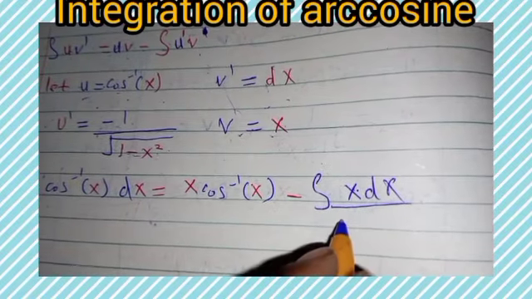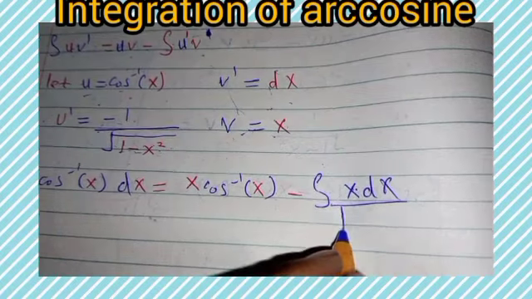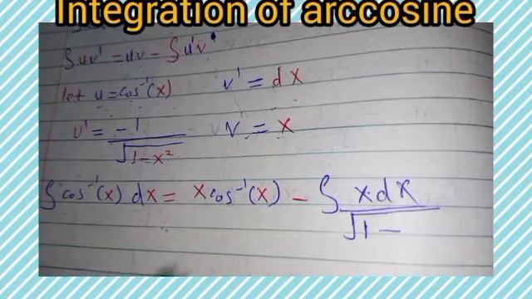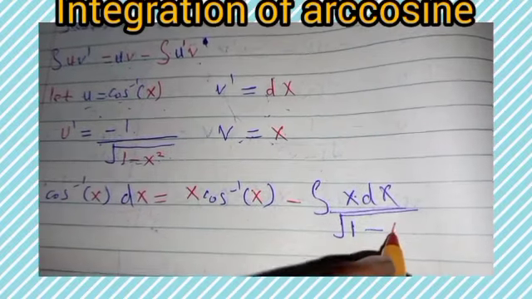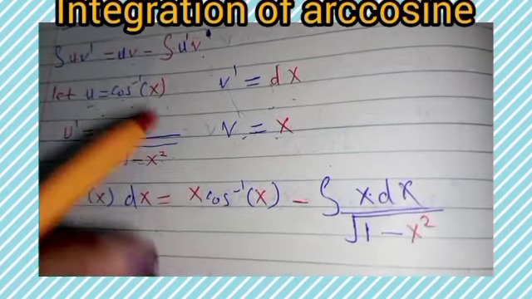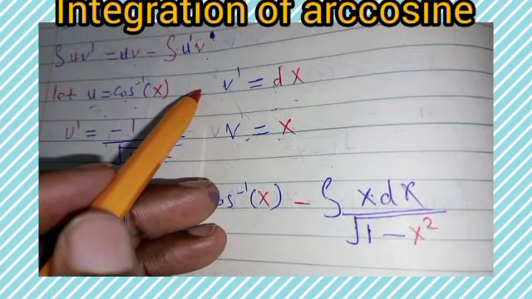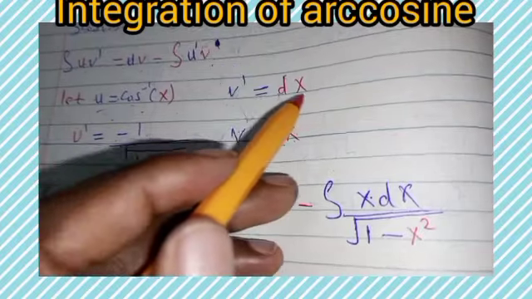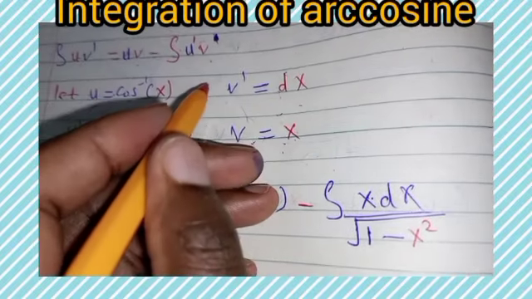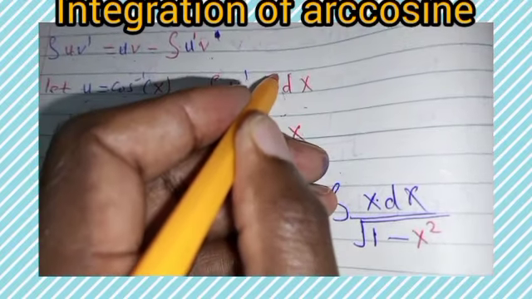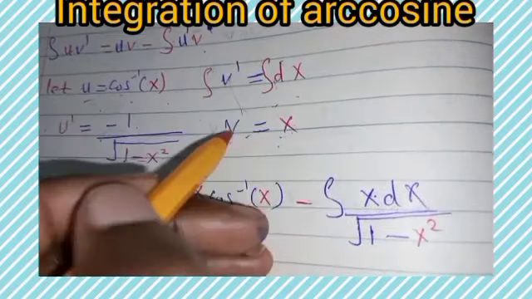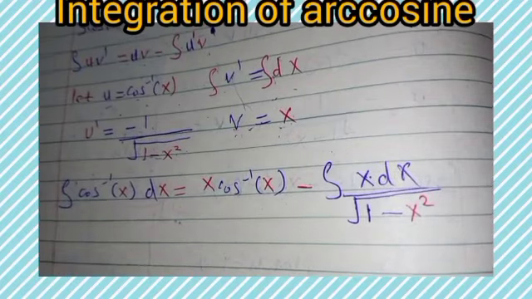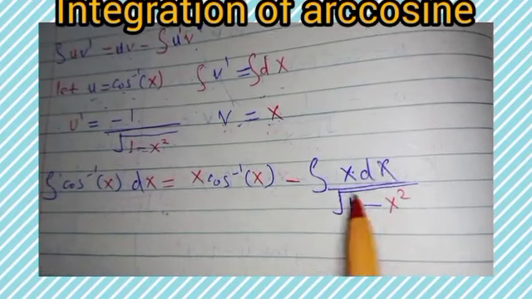So this is the square root of 1 minus x squared, and x squared there. Now v prime is dx. So how are we obtaining x here? Integral of v prime is v, integral of dx is x, taking integral on both sides. The focus now is to integrate this part here.